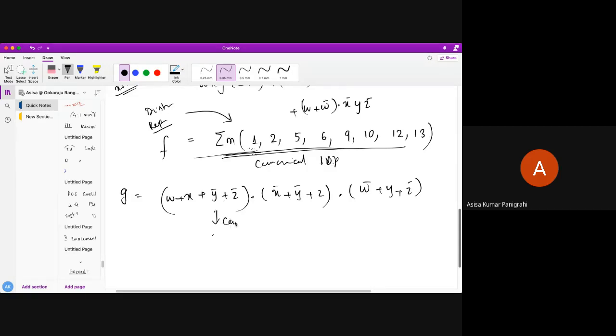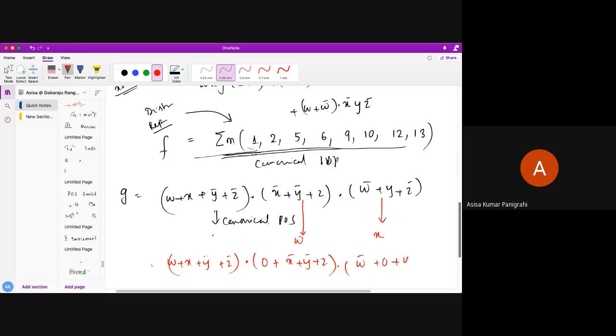How to do this canonical POS? Very simple. You identify the missing variable. Here, no missing variable, because all 4 variables are present. Here the missing variable is W. Here the missing variable is X. So you know what to do here: OR with 0. So this will be W, X, Y bar or Z bar. Next, this is W means 0. You have to OR with 0, X bar, Y bar or Z. Next, this will be your W bar, 0, Y or Z bar.